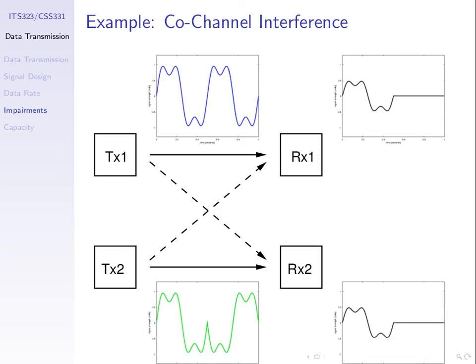The interference will result in errors at the receiver. It would not know what bits were transmitted. And similar for RX2. So this is what we sometimes call in wireless systems interference. And in wired systems, it's usually referred to as crosstalk. It can happen with two different wires that they can also interfere with each other. The energy dissipates out of the wire and onto others.